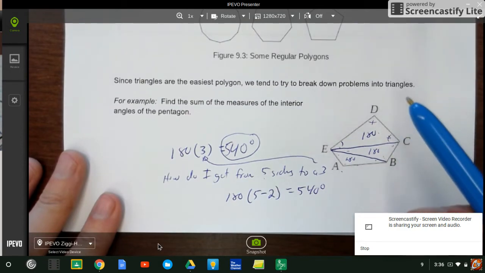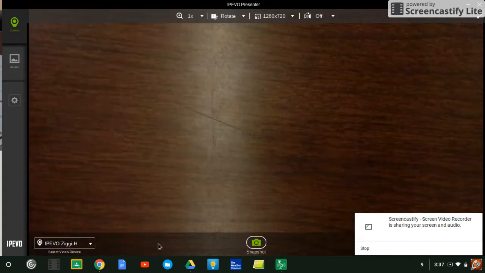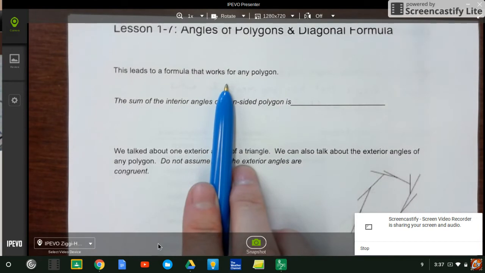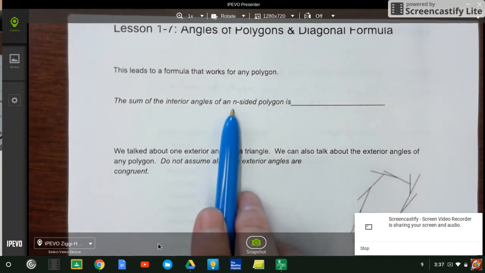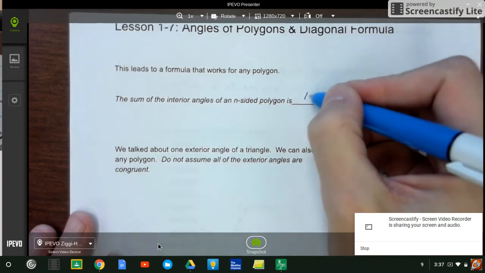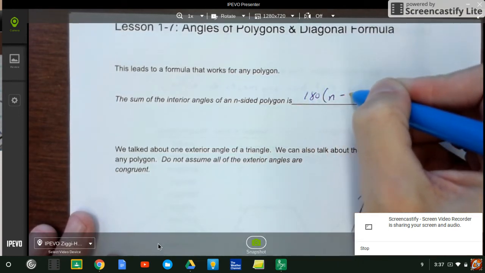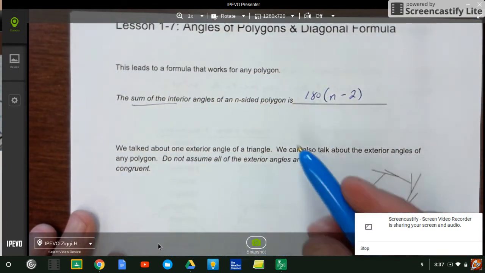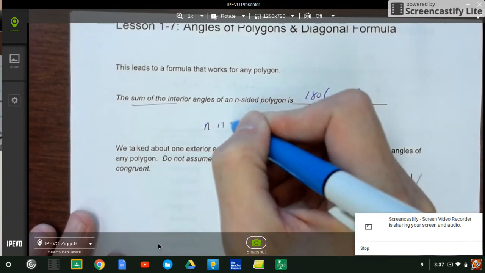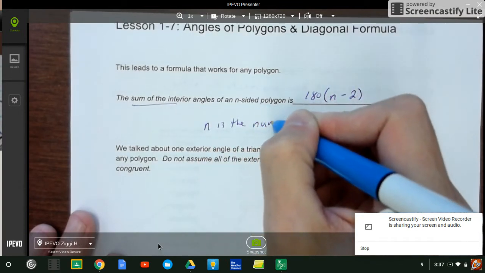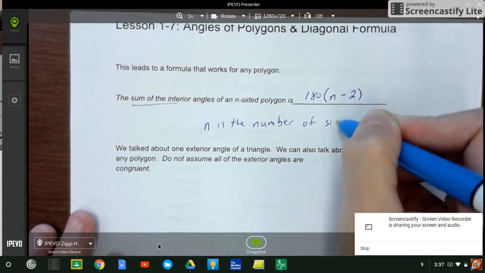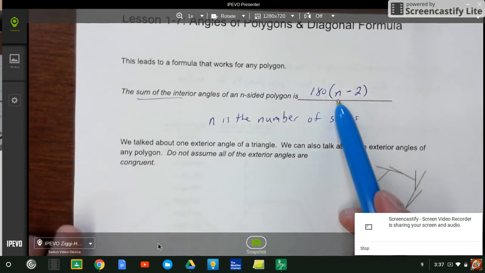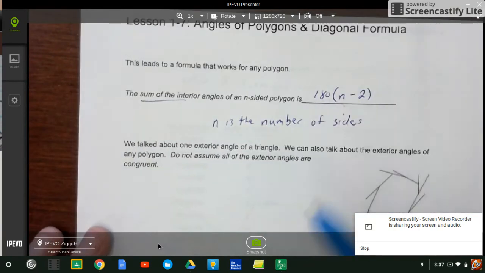Well, that's kind of nice because that leads us to a formula that works for any polygon. If I've got n sides, then our formula, we just said it was 180 times the number of sides minus 2. This is the sum of the interior angles. So all the inside angles added up, where n is the number of sides. So now, if you had a 20-sided polygon, you could plug that number in here and figure out how many degrees all the angles add up to.